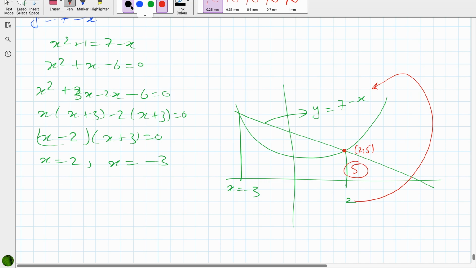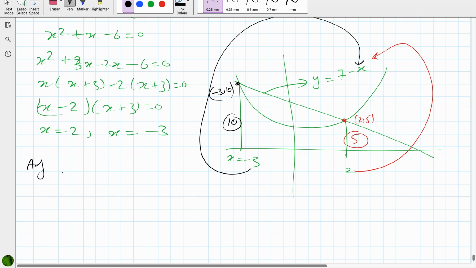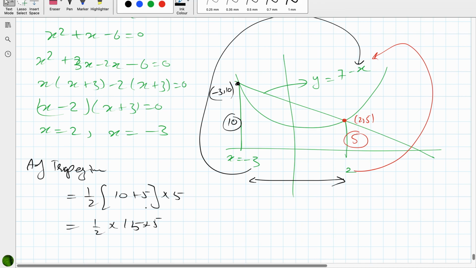Indirectly I know the height. And for this part, when I substitute minus 3 in it, I get 10. So this is minus 3 comma 10. So area of trapezium is 1 by 2 sum of parallel sides into height. Height is the distance between the parallel lines, which is 5. So 1 by 2 into 15 into 5. 15 into 5 is 75 by 2, which is 37.5. Any doubts till now? 37.5. This is the area of this complete section.